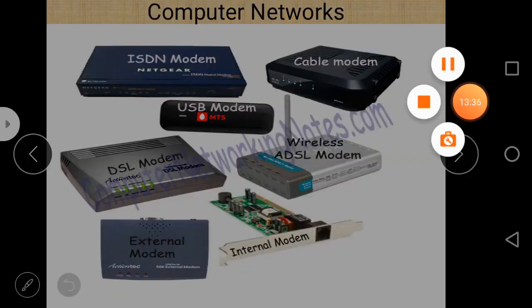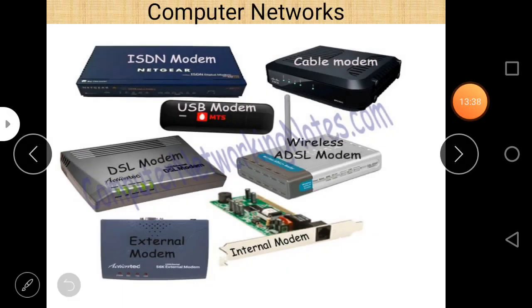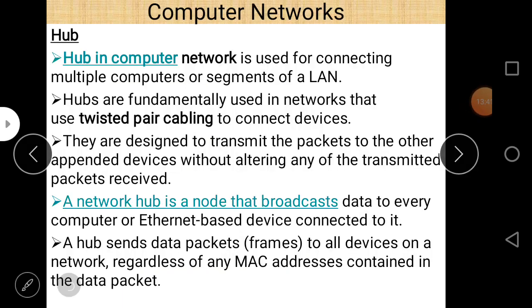So next is hub. Hub is again a networking device, and hub is a computer network device used for connecting multiple computers or segments of a LAN. So if you want to connect multiple computers, we can use a hub, or if we want to connect different segments of a LAN, then we can also use a hub. Hubs are fundamentally used in networks that use twisted pair cables. So hubs are used when twisted pair cabling is used to connect devices.